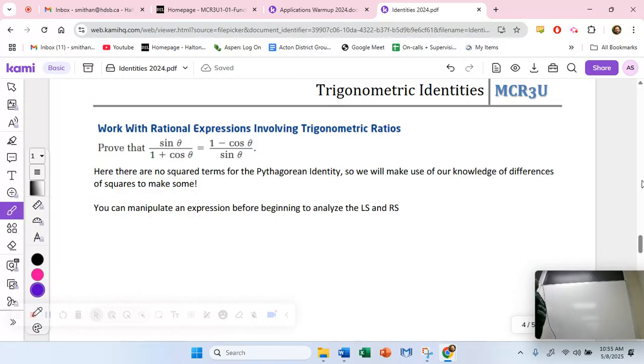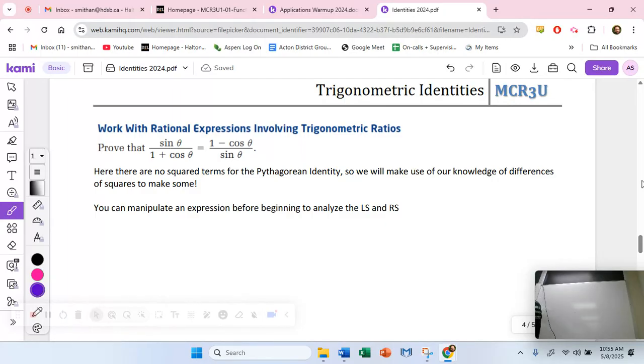Sine theta over 1 plus cosine theta is equal to 1 minus cos theta over sine theta. That one looks a bit intimidating at the start. And if I look for any of those basic tips, rewriting things in terms of sine and cosine, there is no tan, there is no cosecant, secant, or cotangent. It's already in terms of sine and cosine. And also, there's no squared things right now so that I can use my Pythagorean identity.